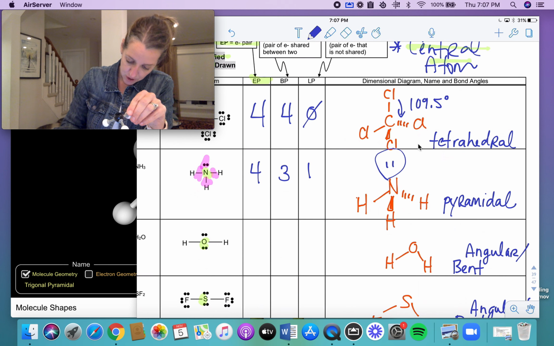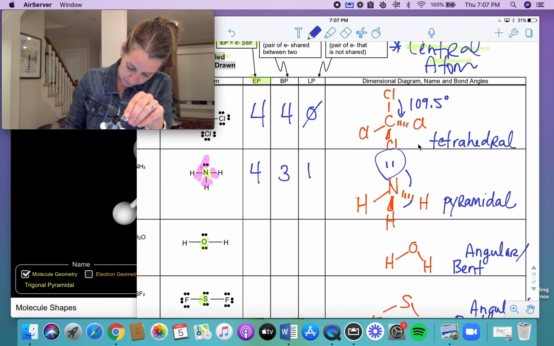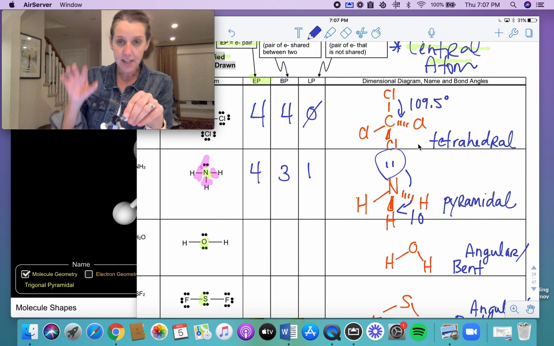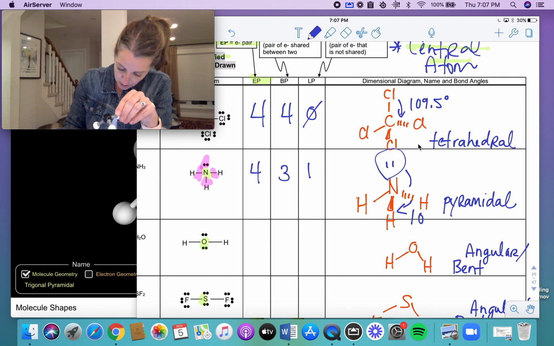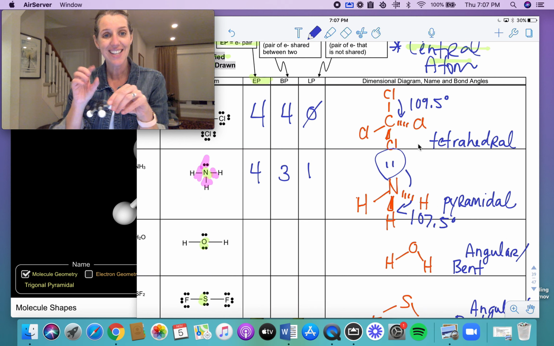So the angle that I want you to add in from here is that instead of 109.5, it now moves down to 107.5 degrees, simply because the lone pair of electrons takes up more space, it sneaks these down, and they get pushed a little closer together.